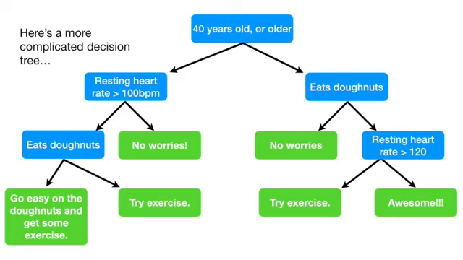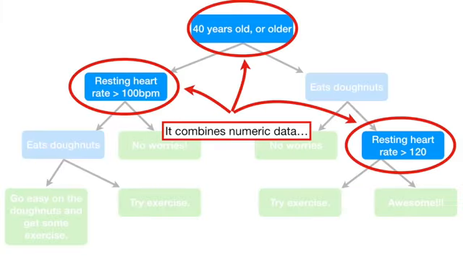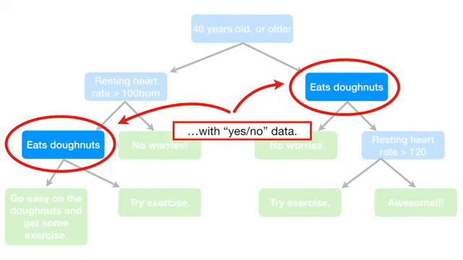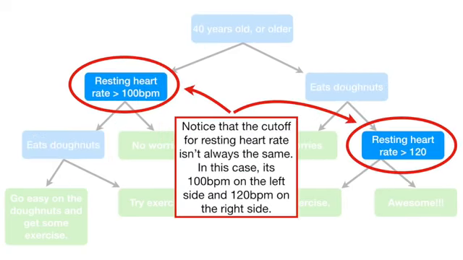Here's a more complicated decision tree. It combines numeric data with yes-no data. Notice that the cutoff for resting heart rate isn't always the same. In this case, it's 100 BPM on the left side and 120 BPM on the right side.